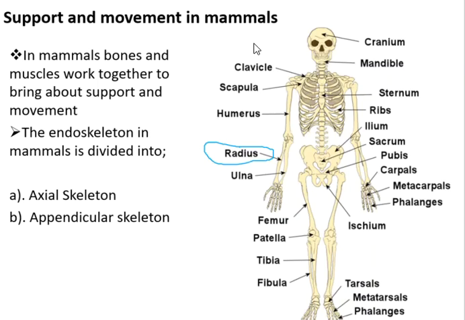Hello guys. Let's look at support and movement in mammals today. Support and movement in mammals is enabled by bones and muscles which work together to bring about support and movement. In our previous lesson, we talked about the skeleton found in mammals, which is the endoskeleton.